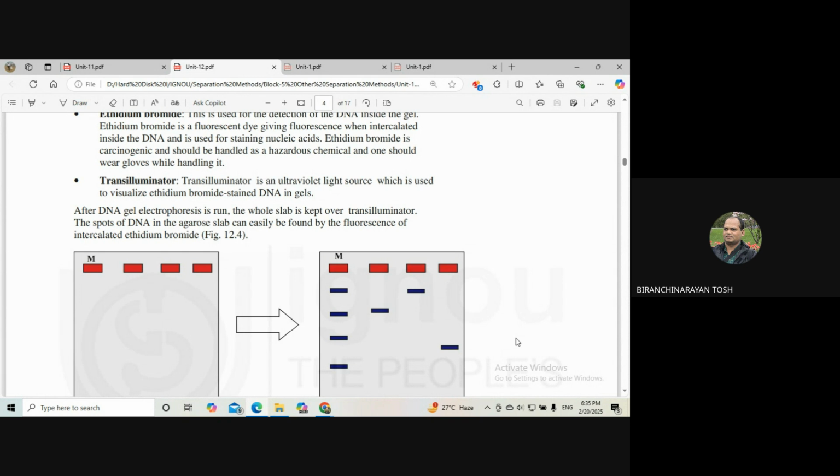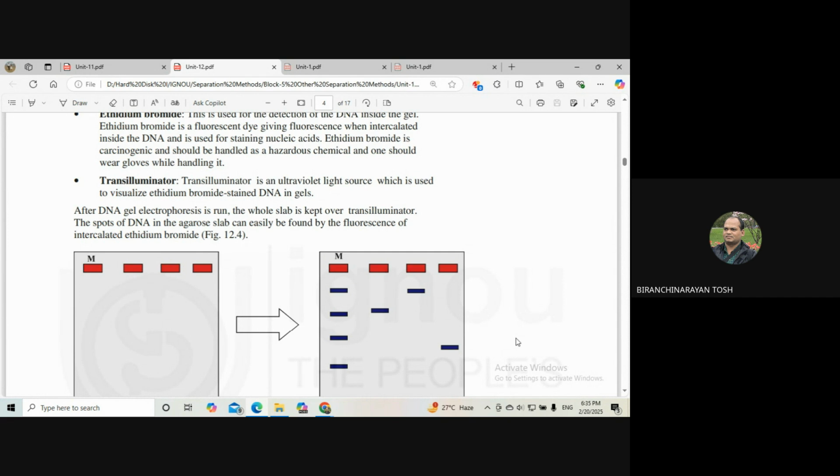Then ethidium bromide, which is used for detection of DNA inside the gel. Ethidium bromide is a fluorescent dye, giving fluorescence when intercalated inside the DNA, and is used for staining nucleic acids. Ethidium bromide is carcinogenic and should be handled as a hazardous chemical, and one should wear gloves while handling it.